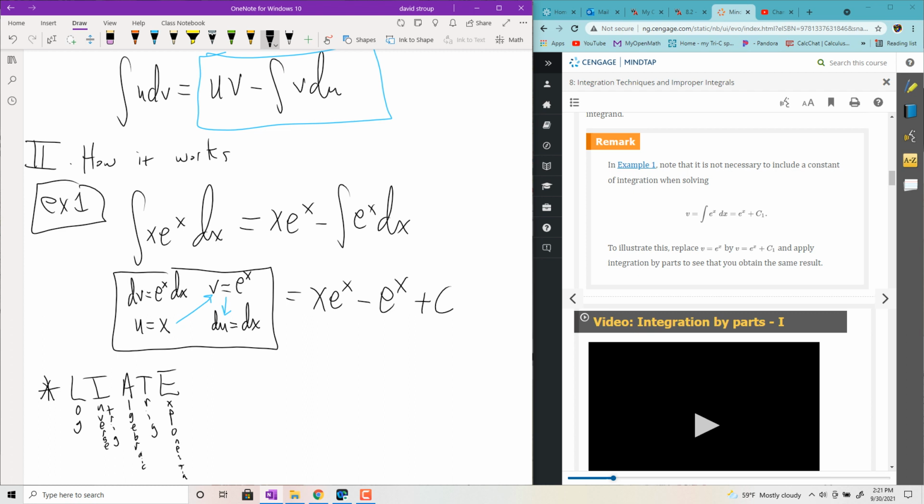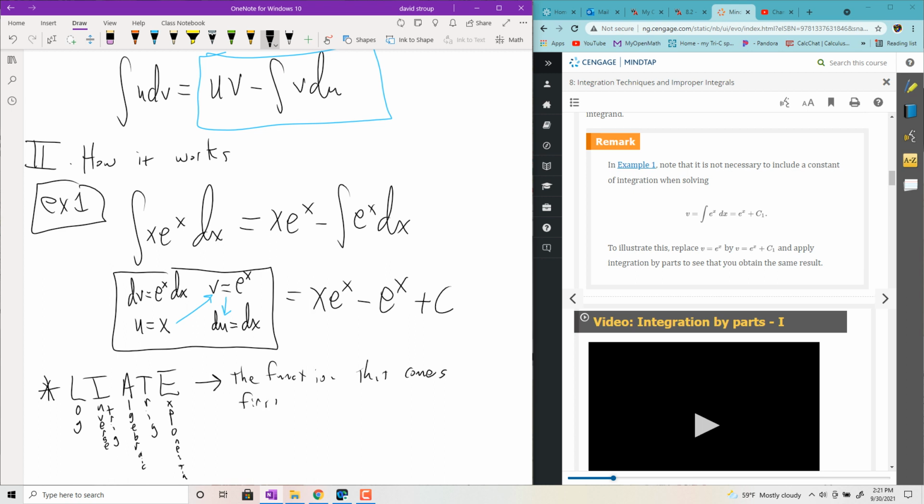If you look at our function above in example 1, we have x and then e to the x. The x is considered algebraic. It's like a polynomial, just a one-term polynomial. And then the e to the x is exponential. The algebraic comes before exponential, and this determines whichever one comes first is going to be your u. The function that comes first is u.